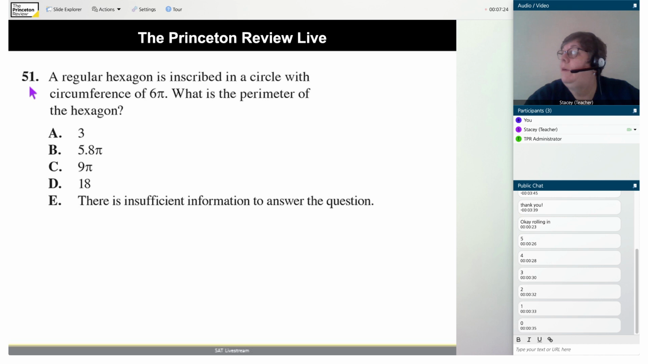So they tell us we have a regular hexagon inscribed in a circle with a circumference of 6 pi. And they want to know what the perimeter of the hexagon is. In geometry, when you don't give me a figure, one of the first things I really want to do is draw myself a nice figure. So I'm going to draw myself a circle. All right, got a circle. Then we'll go ahead.